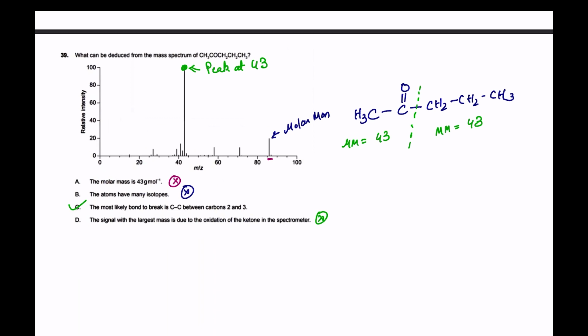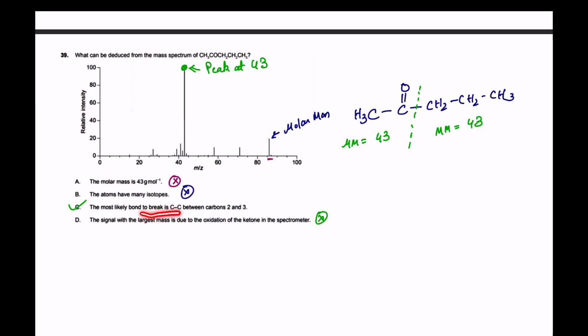So first option, molar mass is 43 gram per mole. This is wrong because molar mass is always obtained from the last peak, and the last peak is well over 80. So A is not the correct answer. Atoms have many isotopes? I don't think so, because this compound is made of carbon, hydrogen and oxygen. Carbon, hydrogen, oxygen isotopes are not really accounted for in mass spectrums. Hydrogen can have 3 isotopes, carbon can also have isotopes, but they are not much accounted for in a mass spectrum. So this will go away.